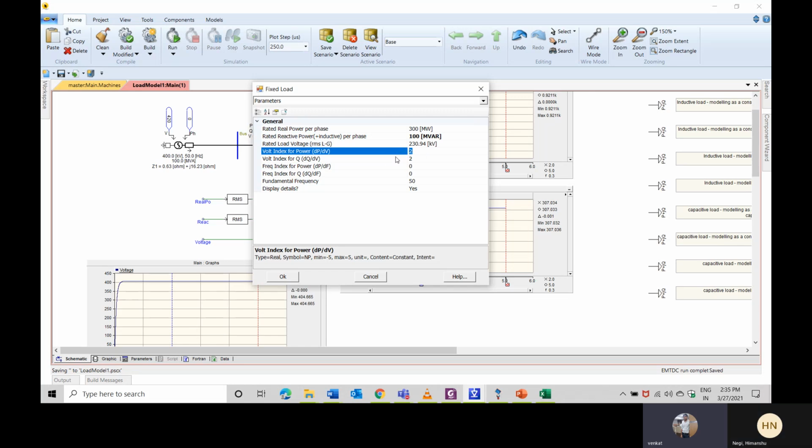If I put 1 here, then it is a constant current load. If I put 0, then it is a constant power load. The same goes for the voltage index for Q also. That's why you're putting 2 and 2.